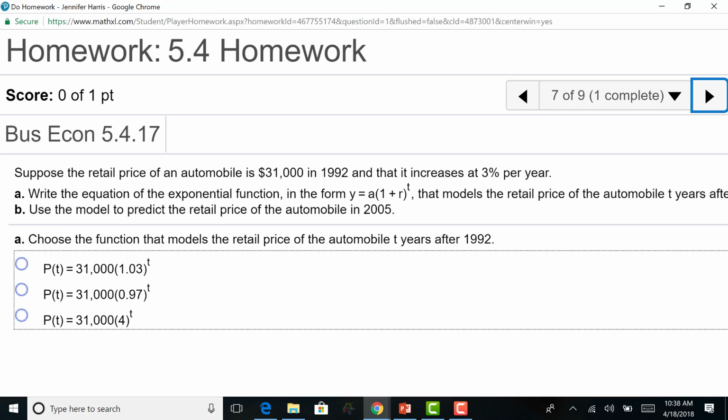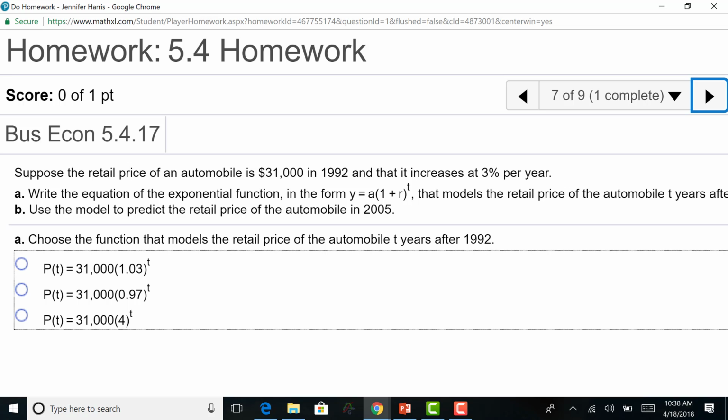Now, why are they calling it in the answer choices P of T? Why P? Price. It's for the price. It says suppose the retail price, so we're talking about the price of the automobile. So P of T. Well, we need to follow this format. What's A? The initial. What was the initial? 31,000. Suppose the retail price of the automobile is 31,000. So that's the initial price in 1992.